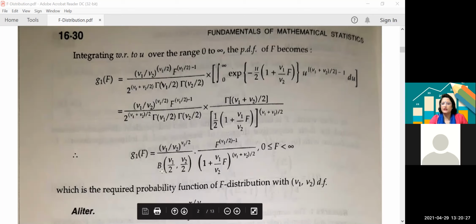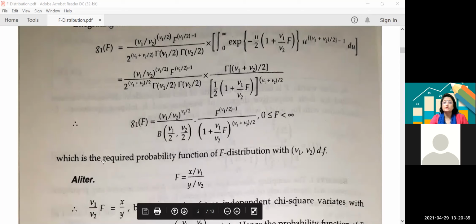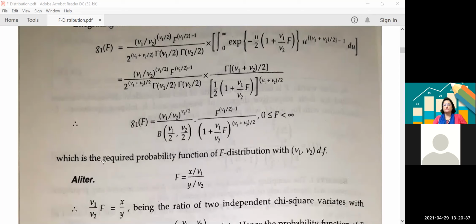So you are only left with this, जिसमें एक बीटा आ रहा है, एक v1 by v2 आ रहा है, एक f आ रहा है और एक फंक्शन (v1 by v2) और f का इकट्ठा आ रहा है. So this is a required probability function of F distribution with nu1 and nu2 degrees of freedom. So this is the first article that how to derive the F distribution from the F statistic.